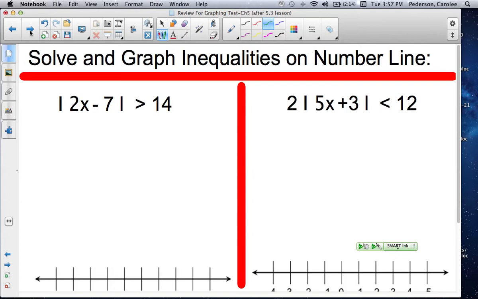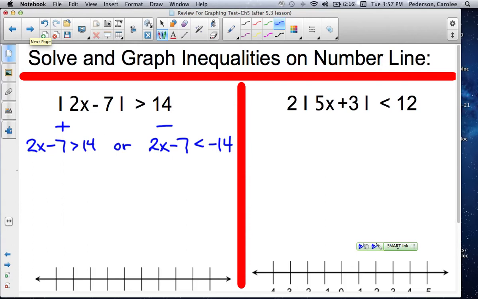All right, so let's start with the first one. It's the absolute value of 2x minus 7 is greater than 14. So we have to think about the positive scenario and the negative scenario. So I'm going to break this up into 2x minus 7 is greater than 14, or the negative scenario is 2x minus 7. And remember what happens? We have to flip the inequality and flip the sign. So the inequality changes to a less than, and then the 14 changes to a negative.